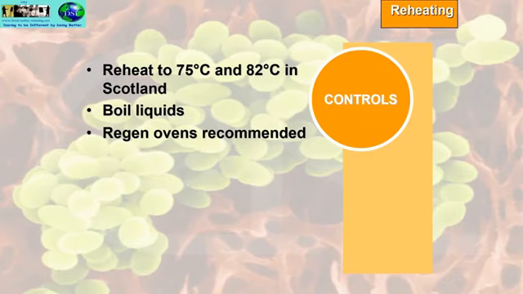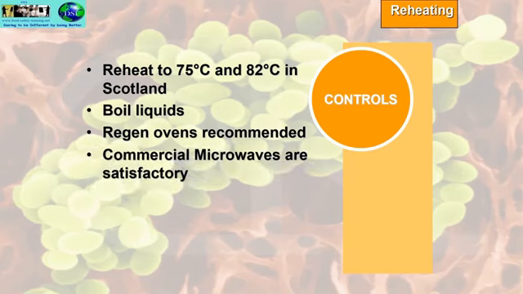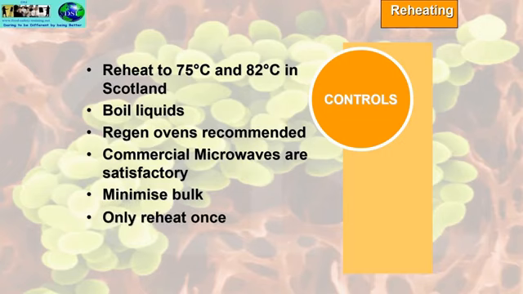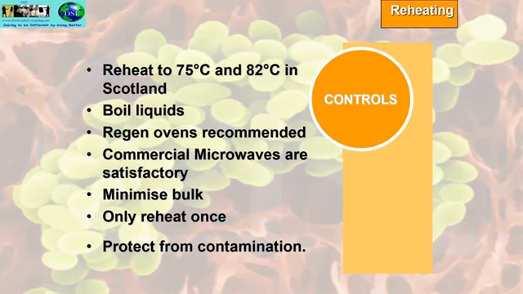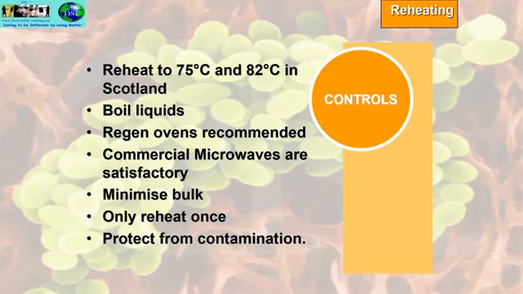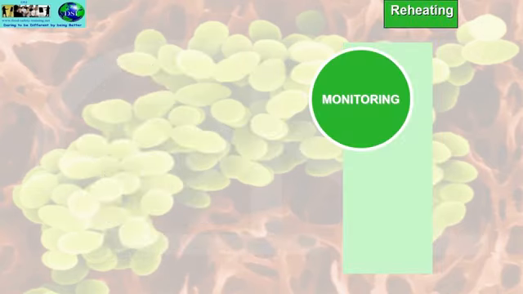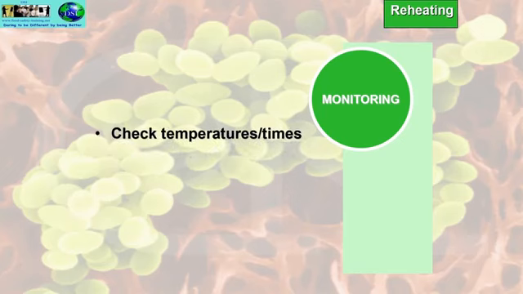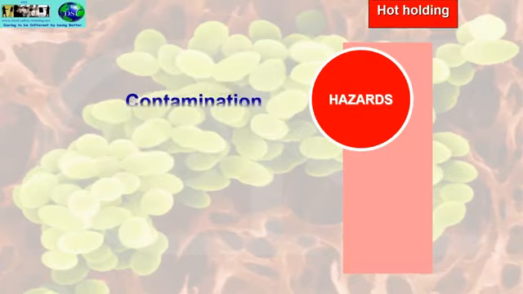Regen or regenerative ovens are recommended because they use a high temperature over a short period of time. Commercial microwaves are satisfactory. Try to minimize the bulk, so small portions. Only reheat once, and protect from contamination. Monitoring, check temperatures and times. Audits and inspections, our old friend there.